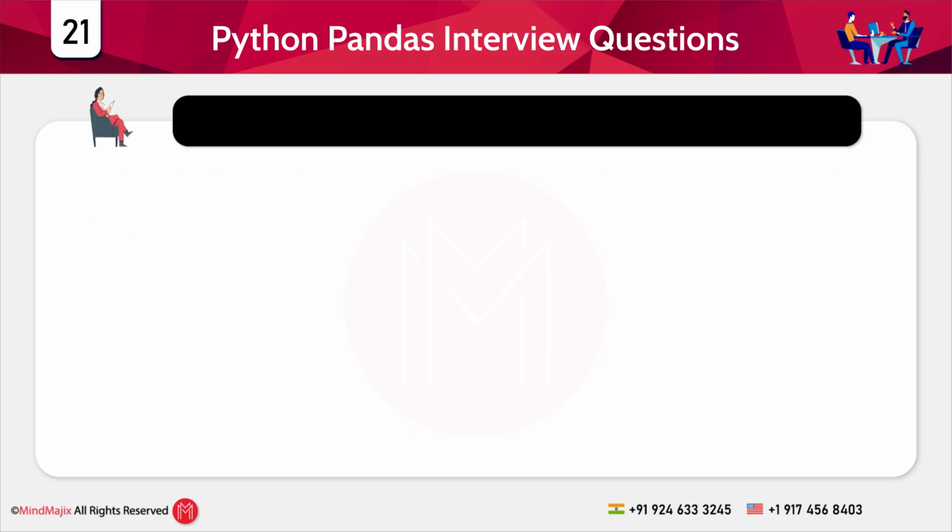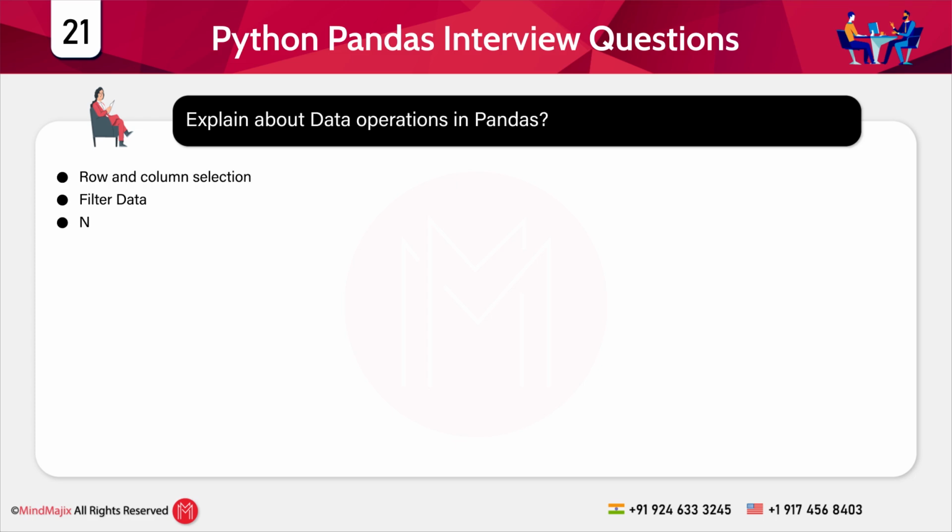The next question is: explain data operations in pandas. There are several useful data operations for data frames in pandas, and we have mentioned a few of them. First, row and column selection. We can retrieve any row and column of the data frame by specifying the names of the rows and the columns. It is one-dimensional and is regarded as a series when you select it from the data frame.